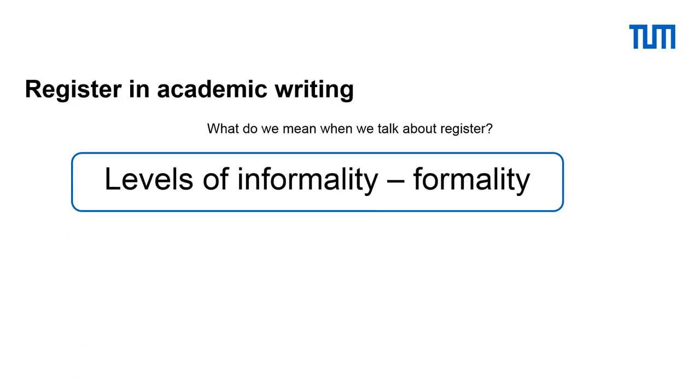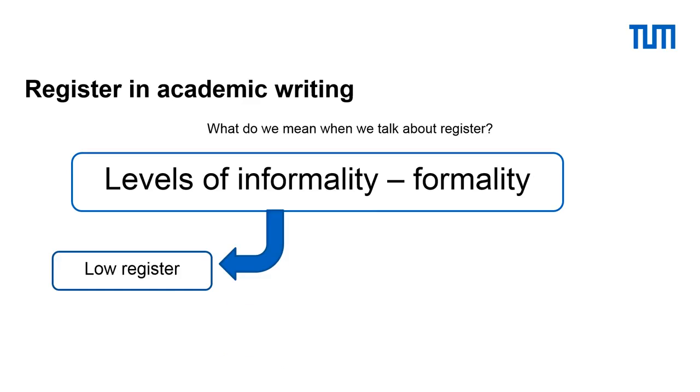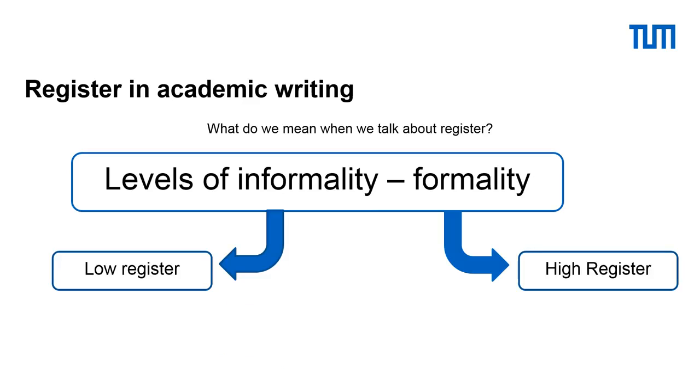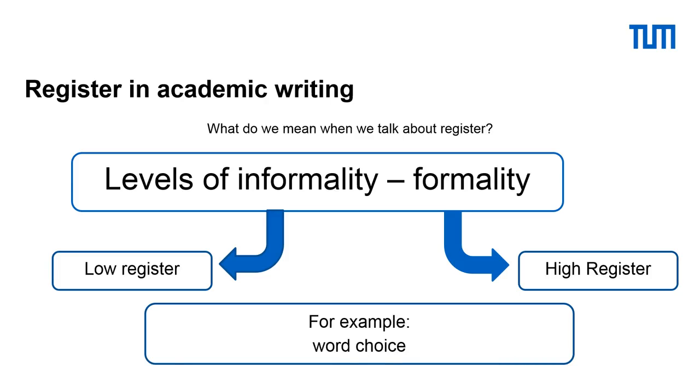So what do we mean by register? English, like many other languages, has different levels of formality, and register refers to the level of formality in a text. If a text is low register, it's informal, and high register implies formality. For academic writing, your text should be formal in order to be credible. One of the most important aspects that affects the level of formality of a text is word choice, which is the focus of our lesson today.